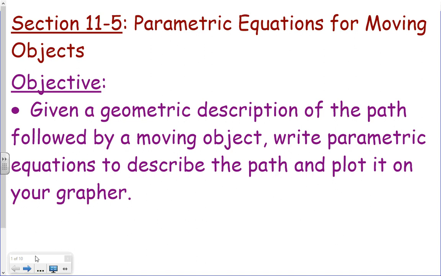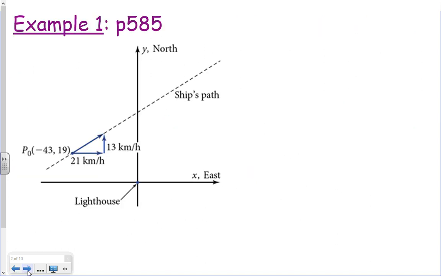All right, so let's take a look at an example. Example 1 on page 585. It says, suppose that you have a ship that moves with an eastward velocity of 21 kilometers per hour. It has a northward velocity of 13 kilometers per hour. Notice, by the way, those are split into a horizontal and a vertical direction for me. At time t equals 0 hours, the ship is at a point P sub 0 at (-43, 19), where the distances are in kilometers from a given lighthouse. So the lighthouse is at the origin, as we see in their sketch.